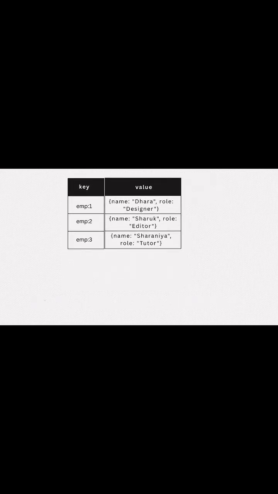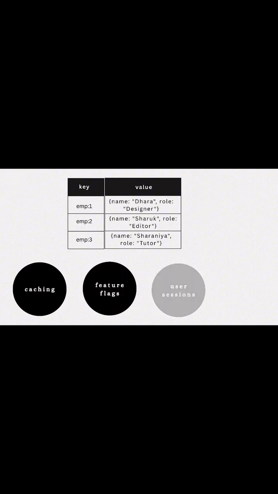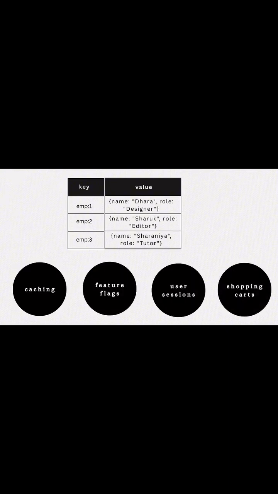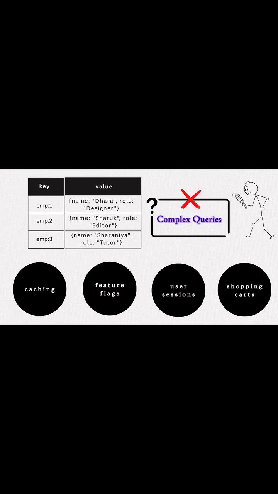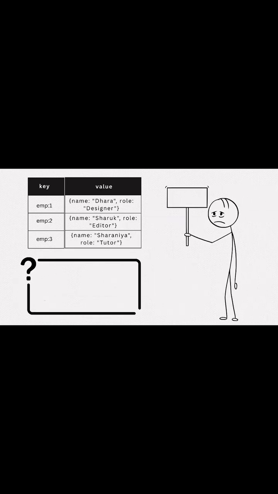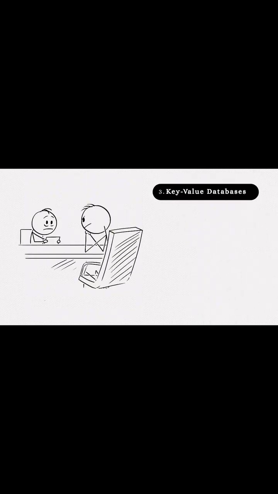Key-value stores are widely used for caching, feature flags, user sessions, shopping carts, and quick lookups where complex queries are not required. They usually sacrifice advanced querying capabilities in favor of speed and simplicity. In interviews, key-value databases are often associated with performance, scalability, and low-latency access patterns.